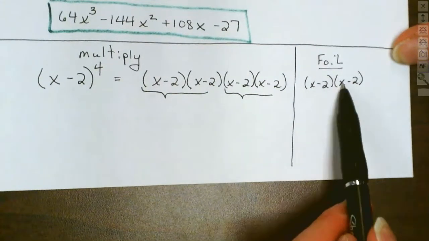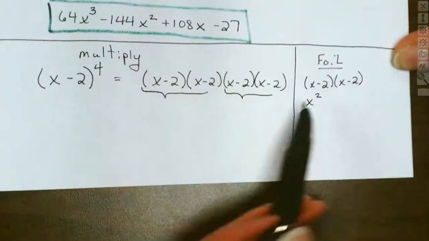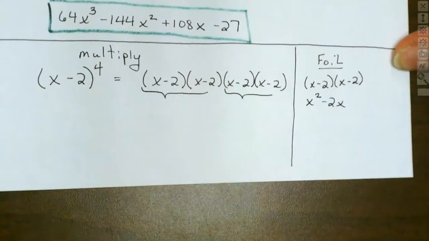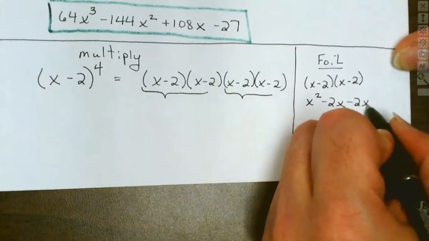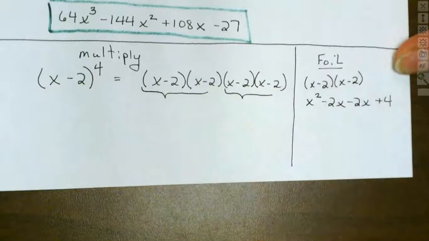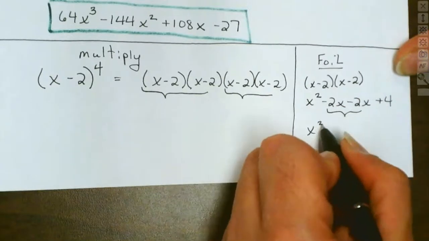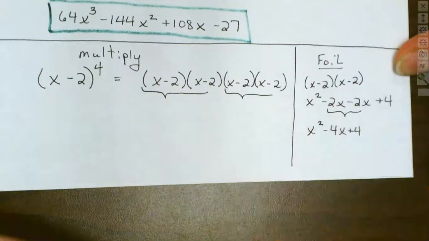So x times x is x squared. X times a negative 2 is a minus 2x. Negative 2 times x, that's a minus 2x again. Negative and negative makes it positive 4. These can go together. And that is now x squared minus 4x plus 4.